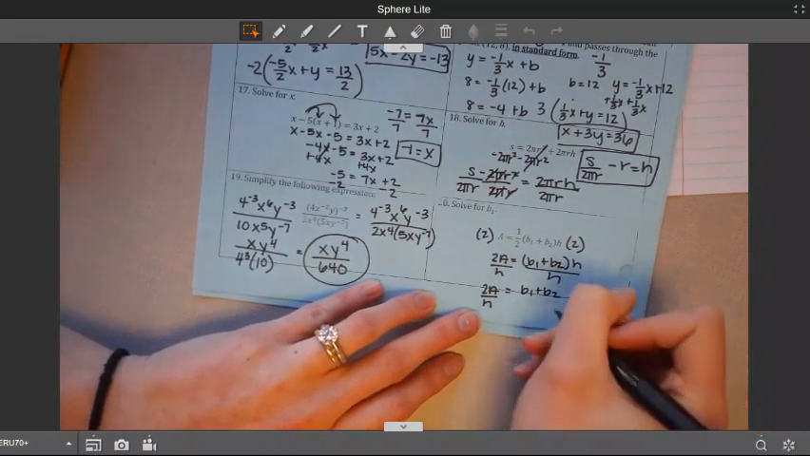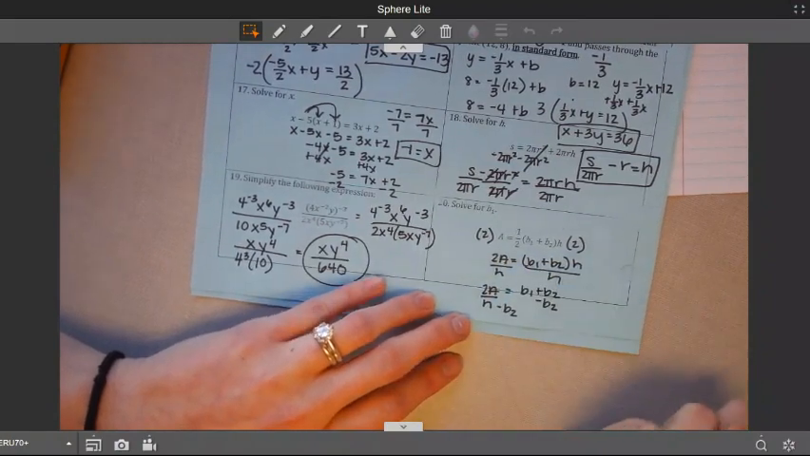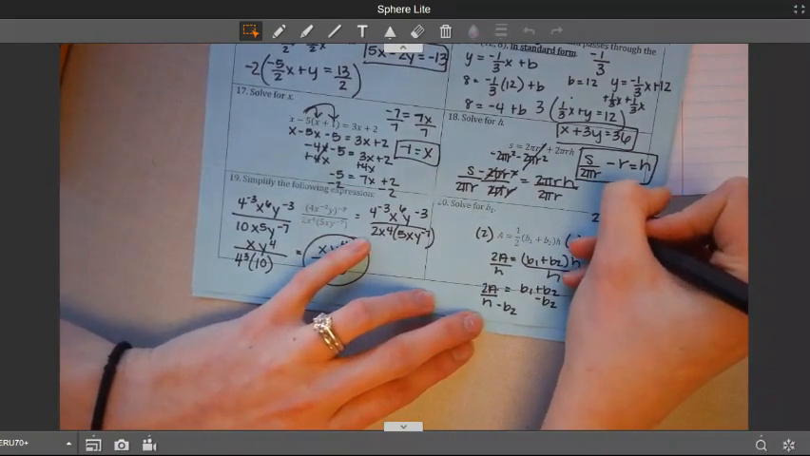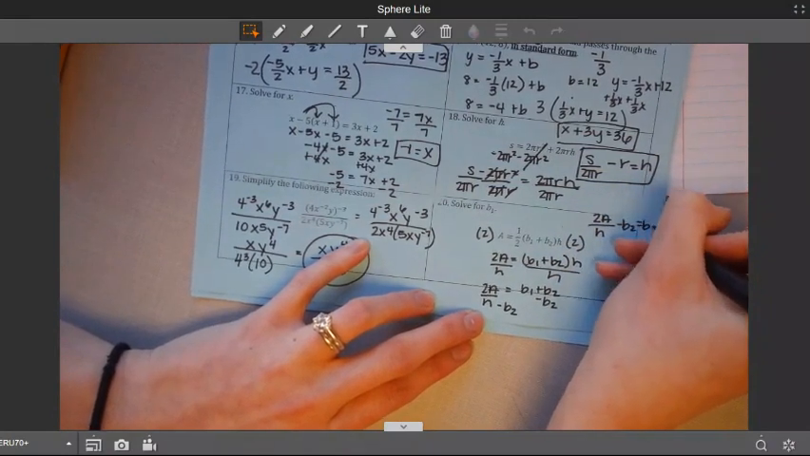I want base 1 by itself, so I subtract base 2. Since I already divided, I don't have to divide base 2 by anything. So this is going to be 2a over h minus base 2 is equal to base 1.